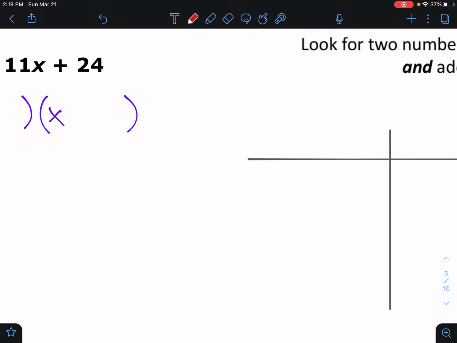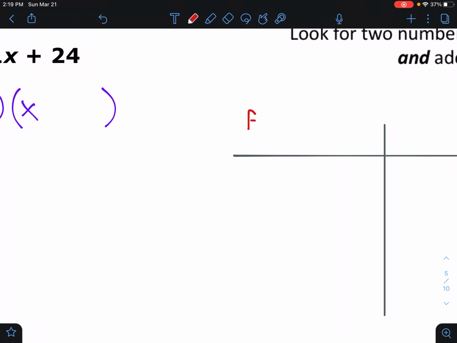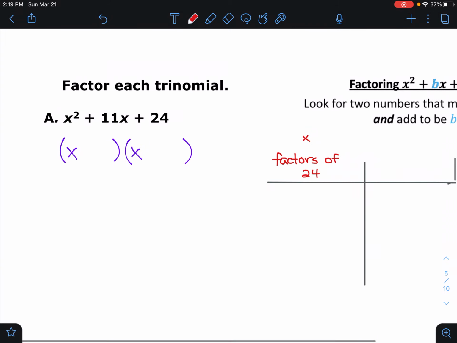Let's write numbers, so we'll say factors of 24. Remember, factors of 24 are just numbers that multiply to be 24. Now we want numbers that multiply to be 24, but add up to be this right here, 11. Actually, I'm just going to write 11 here, and we'll put a little plus sign up here. We want it to add to 11.